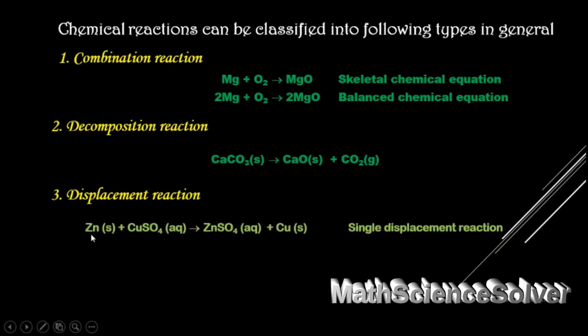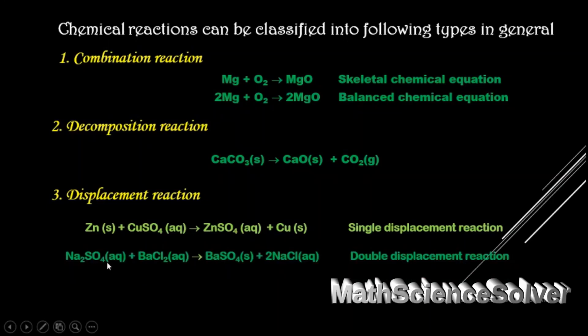Next is displacement reactions. First is single displacement reaction. Here you see zinc combines with copper sulfate to give zinc sulfate plus copper. Here zinc, being more reactive, takes the place of copper, and copper easily gives its place, and zinc comes in copper's place to give zinc sulfate. So here copper sulfate changed to zinc sulfate. This is called single displacement reaction.